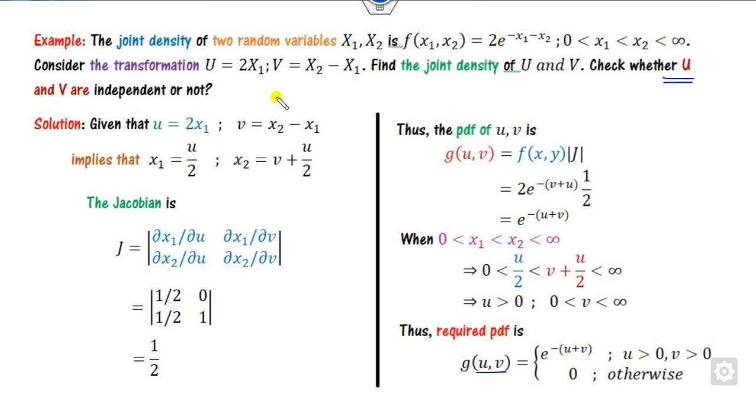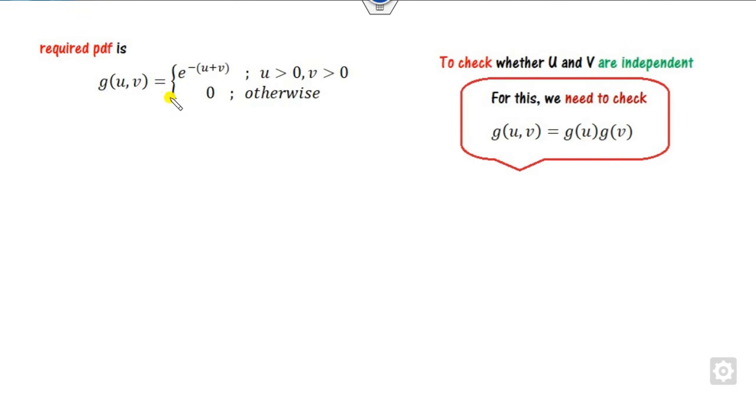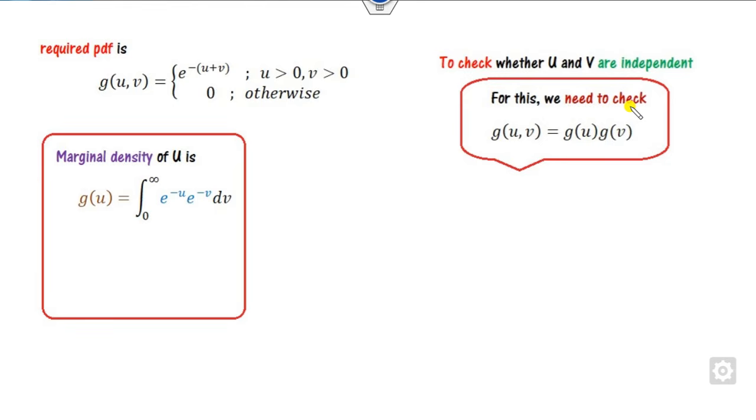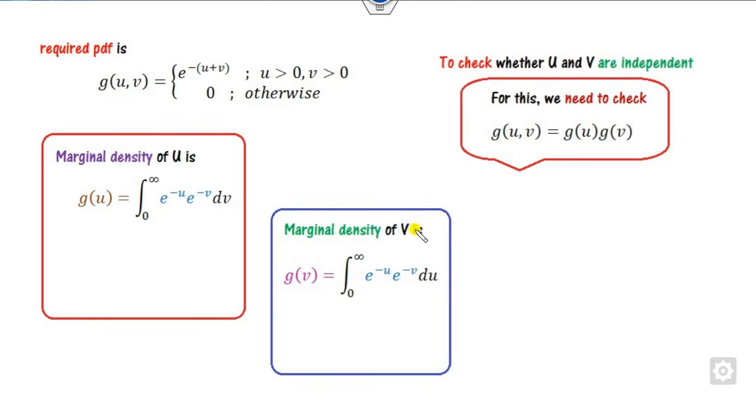How you can check whether they are independent? So we all know that you have to check the marginal density function of u and the marginal density function of v, and whether the product of them is the same or not. How you can find the marginal density function of u? You have to integrate over the domain v. So if this is my u, this is the shaded region here. So the limit of v is from 0 to infinity. What is the marginal density function of v is my here.